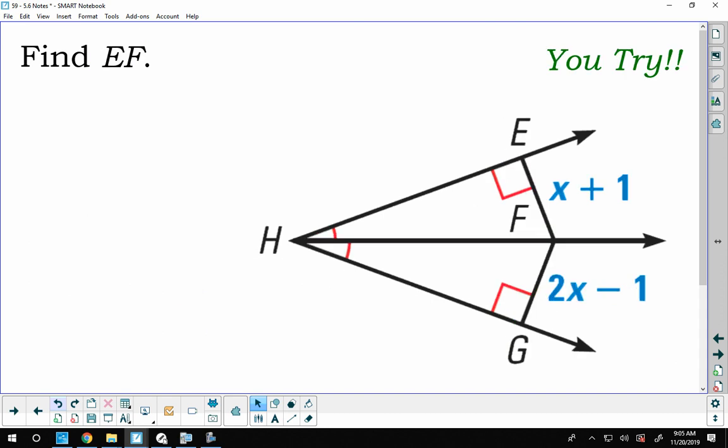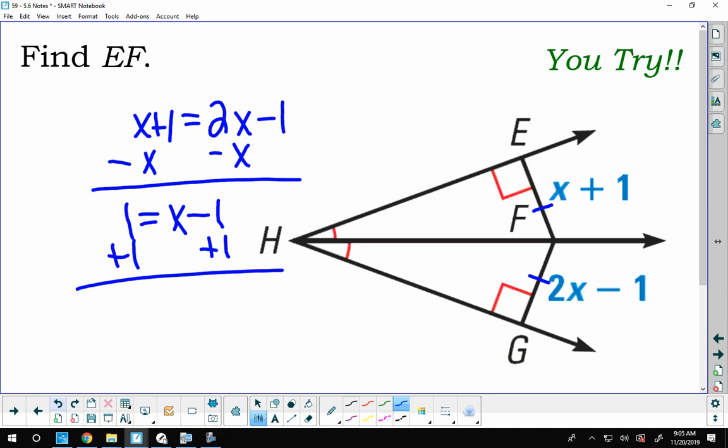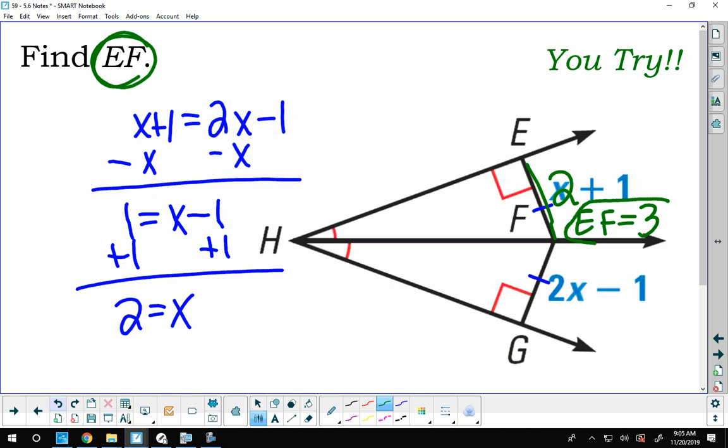So one more. We know that these are congruent. We can set them equal. x plus 1 equals 2x minus 1. Subtract x from both sides. We get 1 equals x minus 1. Add 1 to both sides, so my constants are going on the left side. We get 2 equals x, but we want to find the length of EF. So EF is x plus 1. So let's plug in a 2 for x, and we get that the length of EF is 3.